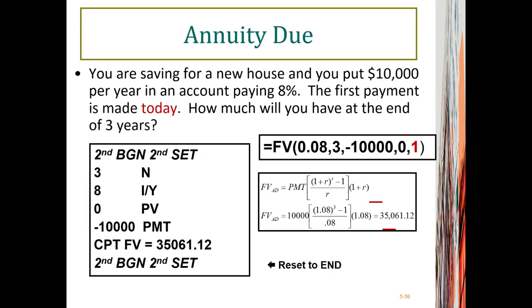And right now you see BGN on your calculator. Then you enter 3 N, 3 years, 8 IY, 8% interest rate. PV is 0, and your payment is negative 10,000. 10,000 is negative because it's a cash outflow. Then you compute FV. It will show $35,061.12.